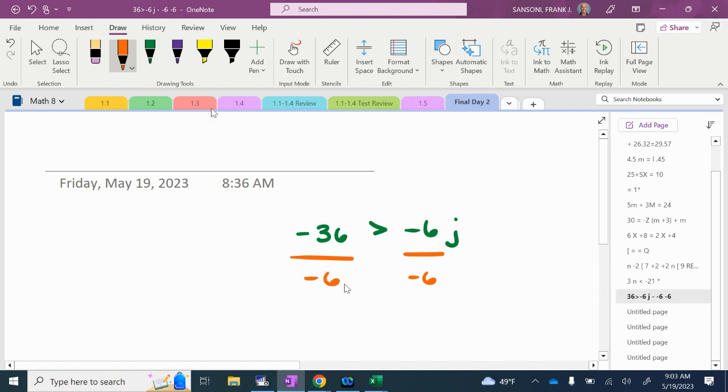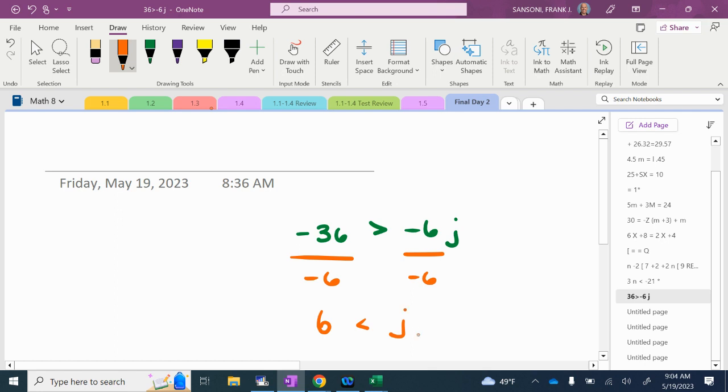Okay, here's the one sort of, I guess, difficult strategy. Do you guys remember back in 7th grade when you had to divide or multiply by a negative? What do you do with this symbol? You flip it. Well done. So we got to flip this. And it only is flipped when you're dividing or multiplying by a negative. So since I'm dividing by negative 6, what is negative 36 divided by negative 6? Positive 6. Negative divided by negative is positive. This was a greater than symbol. Now it's a less than symbol. And then I have j by itself.